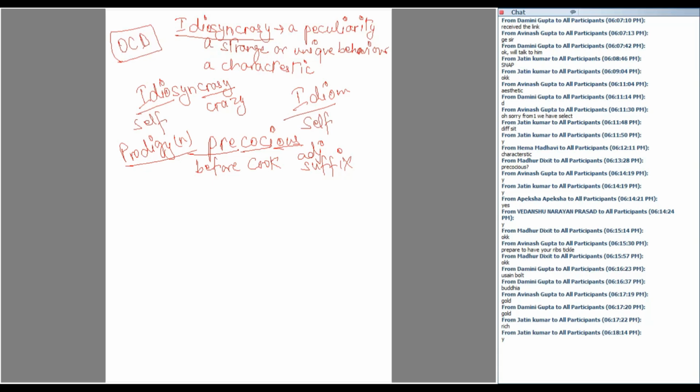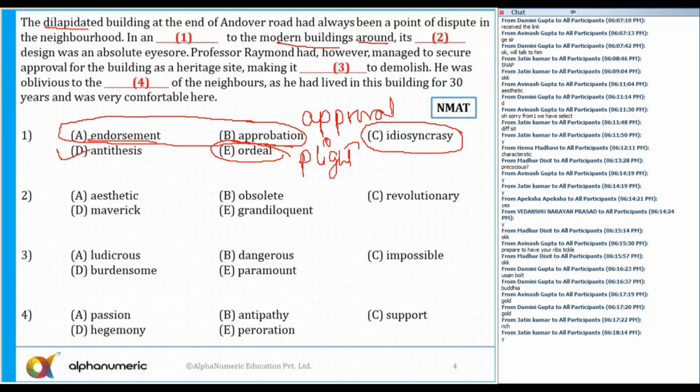So over here in this example, we cannot have idiosyncrasy. We don't need a word like idiosyncrasy here. It's a peculiar kind of behavior. So what is going to be the answer? Antithesis. It is a dilapidated building.